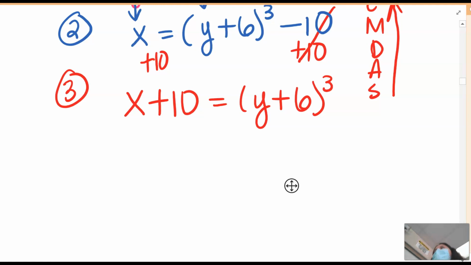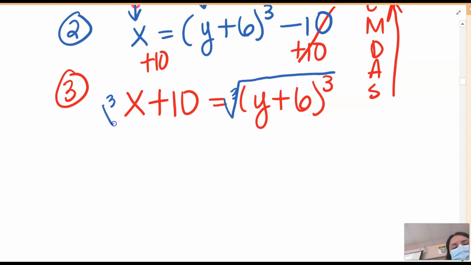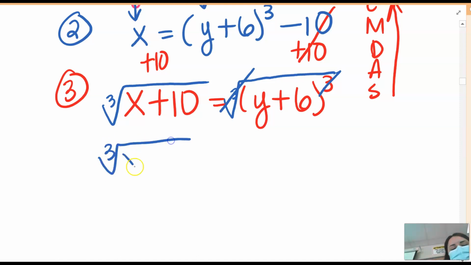So what do I get rid of first, the cubed or the 6? The cubed, because the 6 is inside the parentheses, so I can't get rid of it yet. To get rid of the cube, you would take the cube root, okay? So you need the little 3 in the index of the root, and this is a cube root. Then the cube root cancels out the cube, and we have the cube root of x plus 10, and that's going to equal y plus 6.